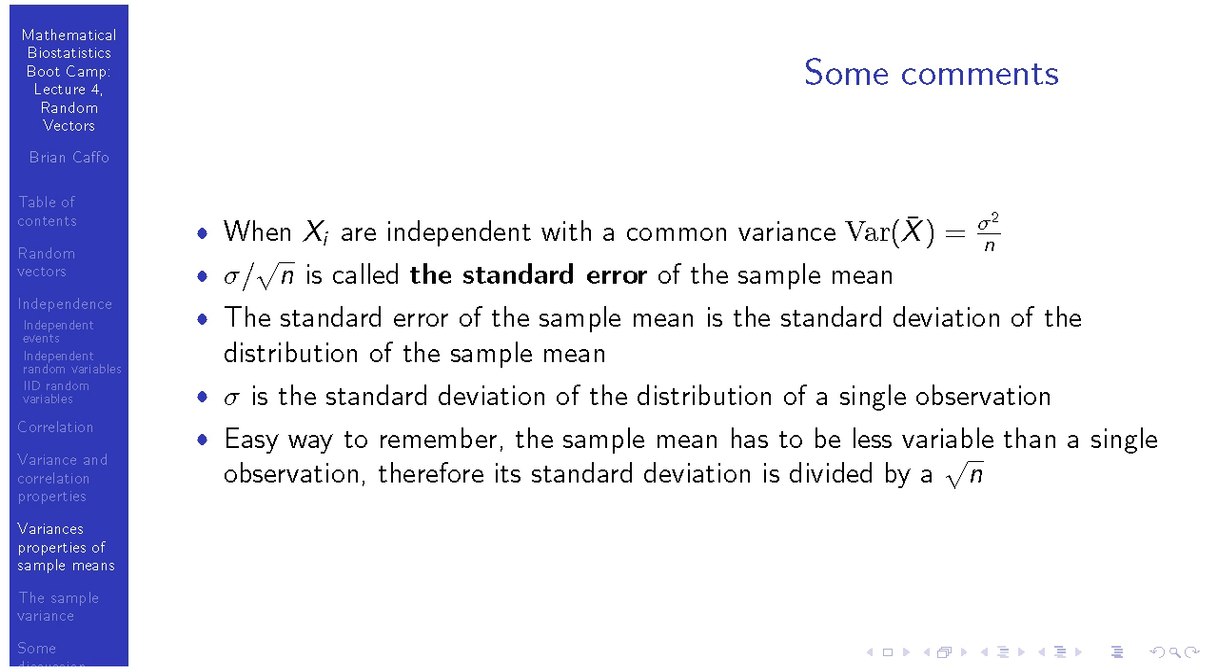So for example, if the x's are IQ measurements, sigma talks about how variable IQs are. Sigma over square root 10, say, then talks about how variable averages of 10 IQs are. Okay, so they're different. They're obviously related, but they're different concepts, and it's easy to confuse the two. An easy way to remember this, by the way, is that the sample mean has to be less variable than a single observation. Therefore, its standard deviation is divided by square root n. That also gives you a sense of the rate at which standard deviations decline as you collect more data.